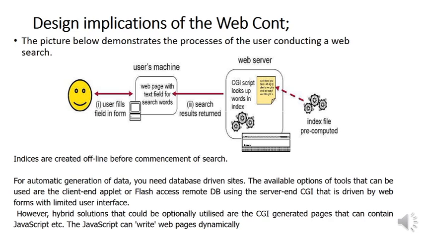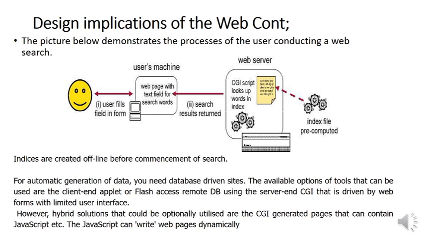For automatic generation of data, you need database-driven sites. The available options of tools that can be used are the client-end applets or Flash accessing a remote database, using the server-end CGI that is driven by web forms with limited user interface. However, hybrid solutions that could optionally be utilized are the CGI-generated page that can contain JavaScript, etc.